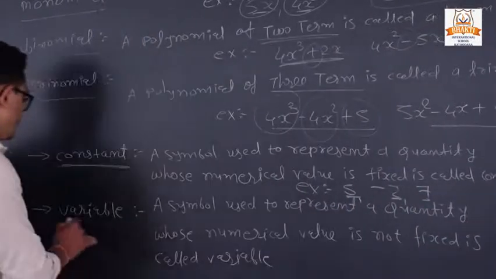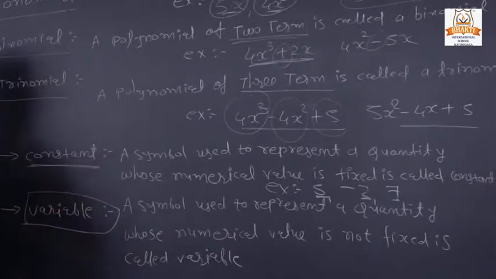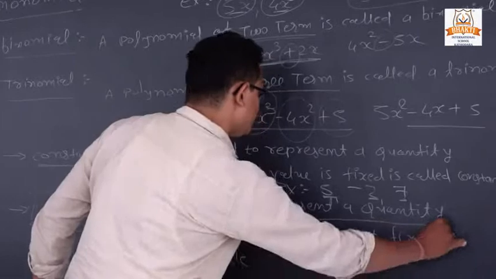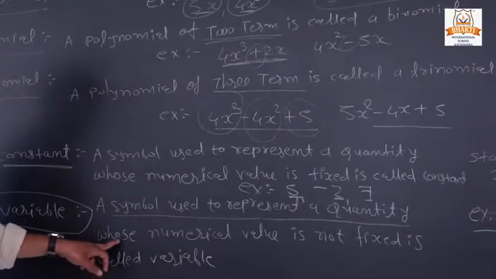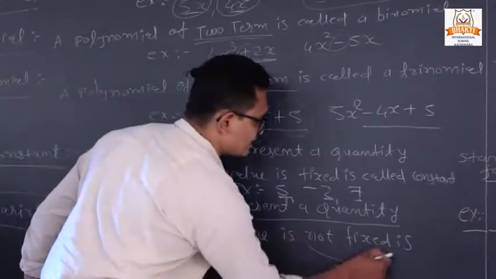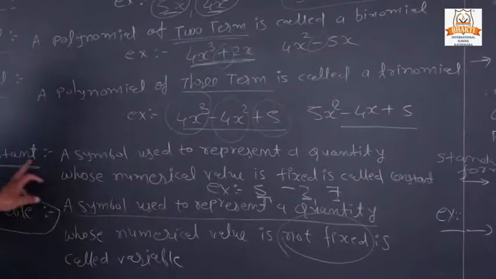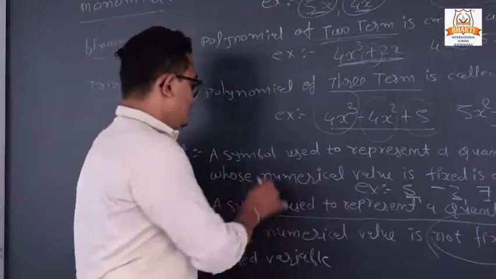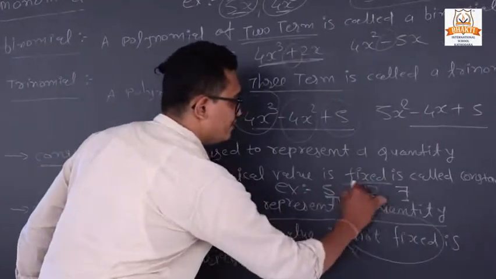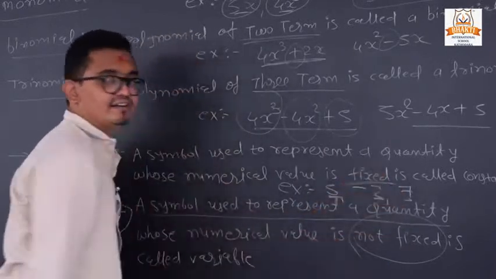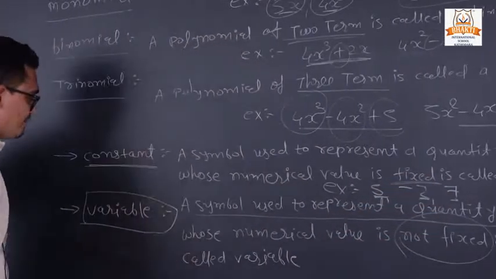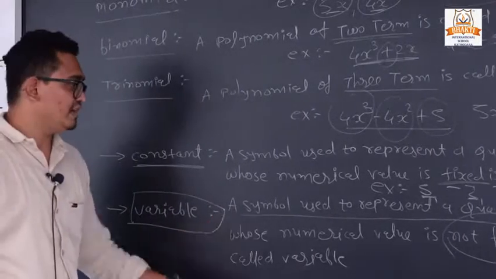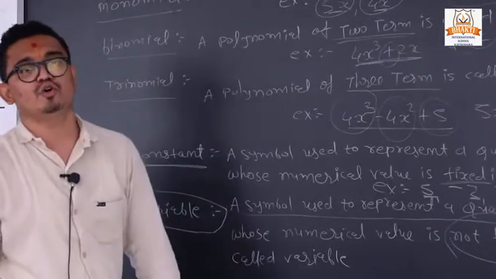Second, the variable. A variable is a symbol which we use to represent a quantity whose numerical value is not fixed. So that is the difference between a constant and a variable. In a constant, the value of the expression remains fixed, like 5, minus 2 and 7. And in a variable, the symbol is used to represent a quantity whose numerical value is not fixed.